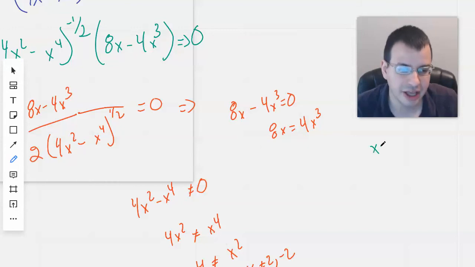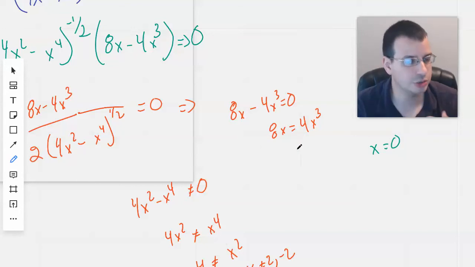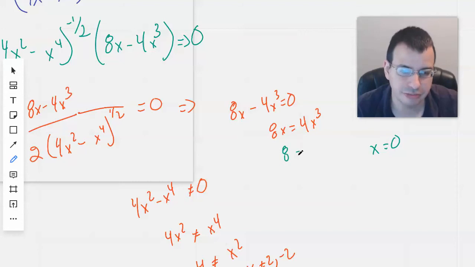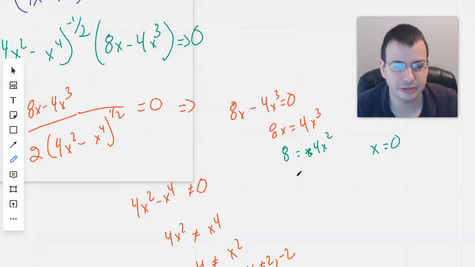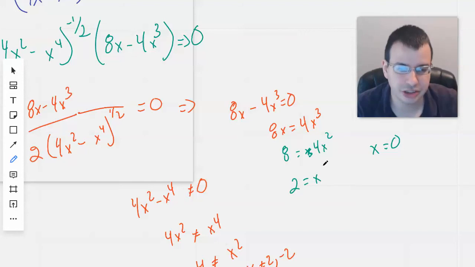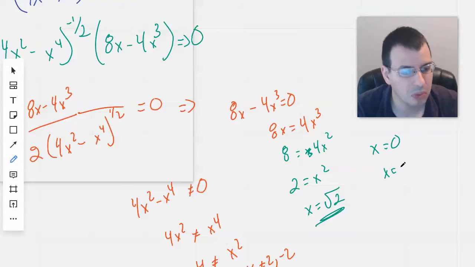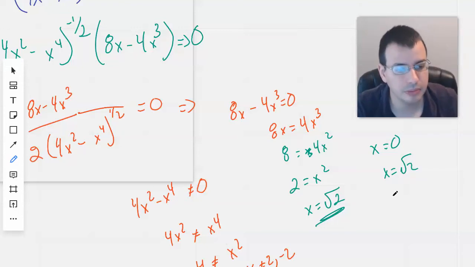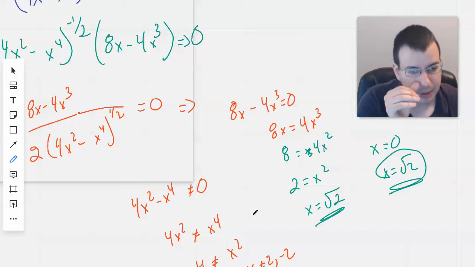So we have x equals 0, because x could equal 0, and then both would be true. It would be kind of trivial, I guess. Is that the term? Not exciting. 2 equals x squared. X equals square root of 2. Maybe.